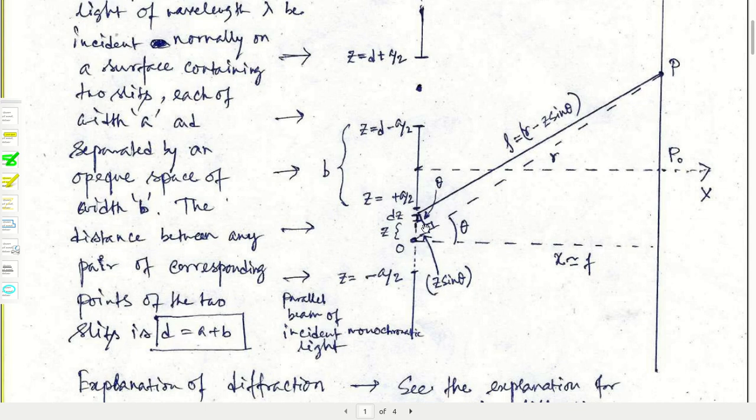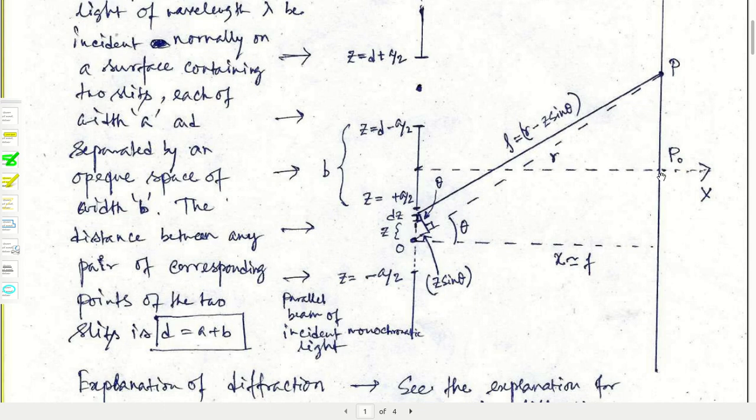So the process of determining the resultant intensity at the point on the screen is similar to that of the method described in case of single slit pattern in my previous video. So if you have forgotten all this, just go and learn from that video.